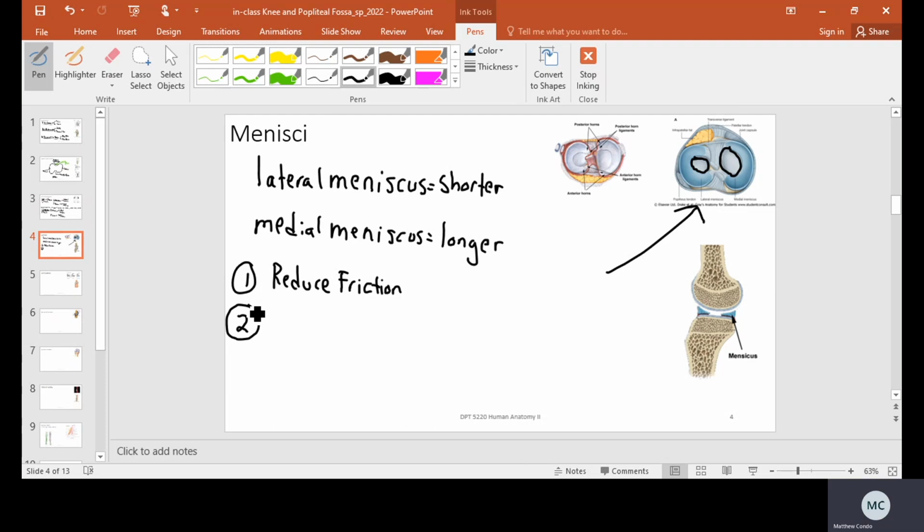Shock absorption. Tell me about that. If you look at the second picture, it absorbs some of the weight, the force of your weight coming down into the tibia. Okay, so what's another word for absorb? Disperse, right? So what is dispersion?